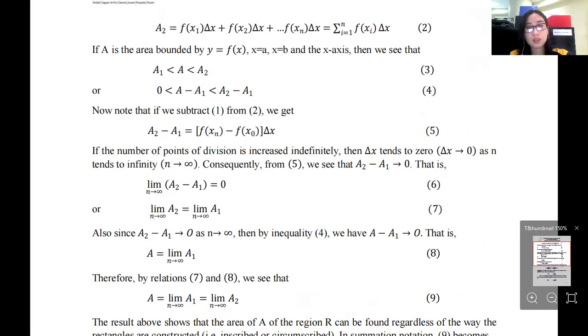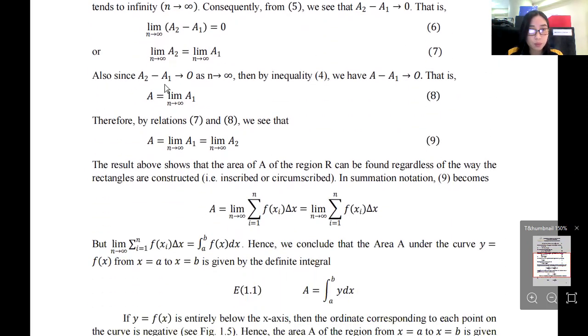If the number of points of division is increased indefinitely, then delta x approaches 0 as n tends to infinity. Consequently, from equation 5, we see that A sub 2 minus A sub 1 is approaching 0. That is, the limit as n approaches infinity of A sub 2 minus A sub 1 is equal to 0. So we derive equation 7: the limit of A sub 2 as n approaches infinity is equal to the limit of A sub 1 as n approaches infinity.